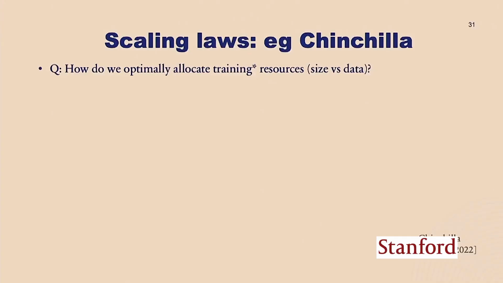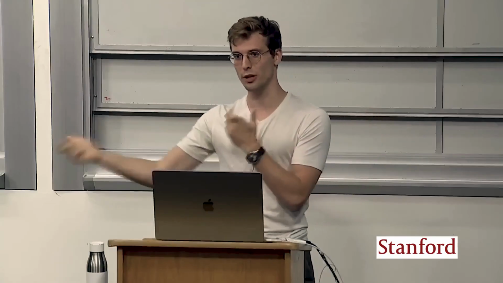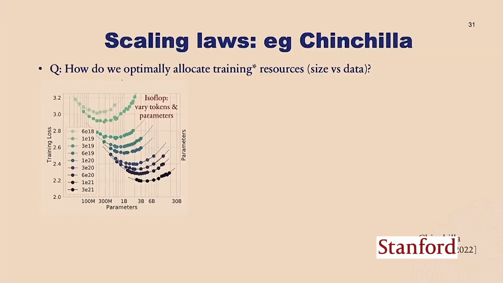Another really cool thing you can do with scaling laws is ask yourself how to optimally allocate training resources. Should I train larger models? We saw that it's better when you train larger models, but we also saw that it's better when you use more data. So which one should I do? Should I train a smaller model on more data, or a larger model on less data? Chinchilla is a very famous paper that first showed this.